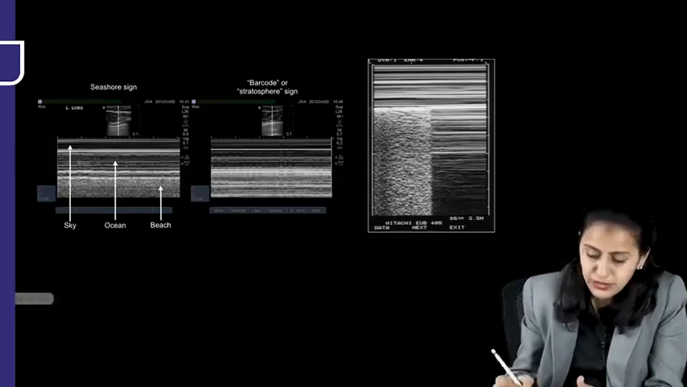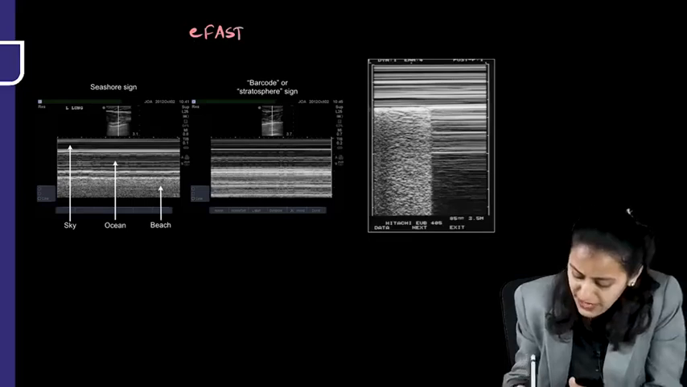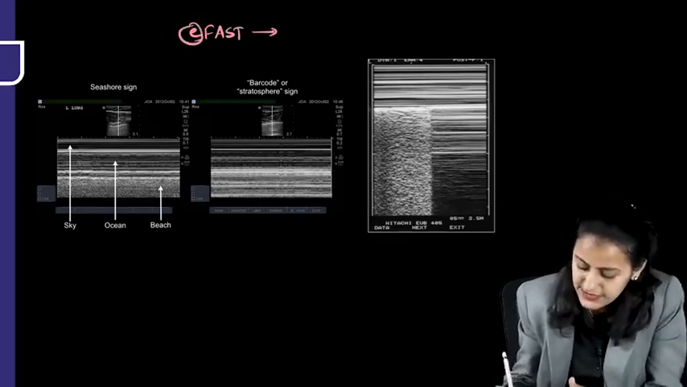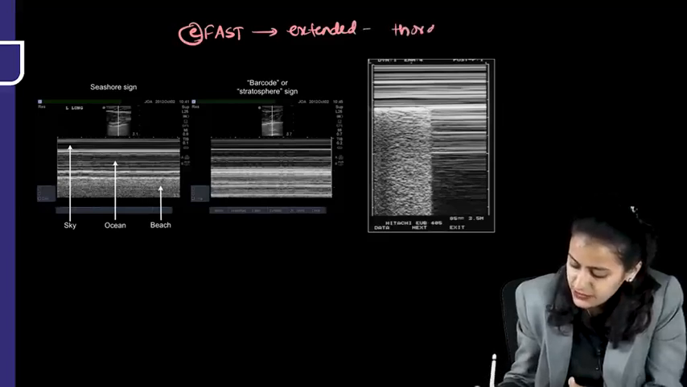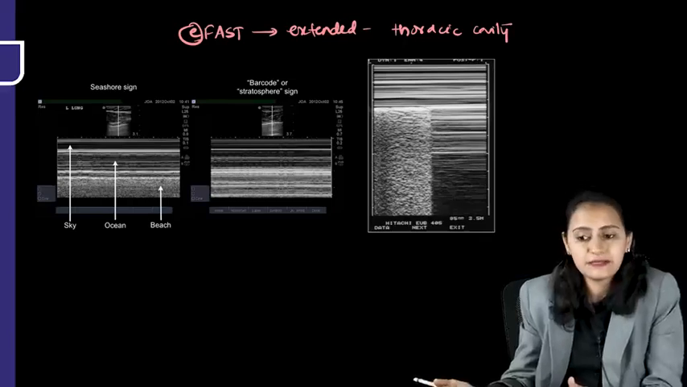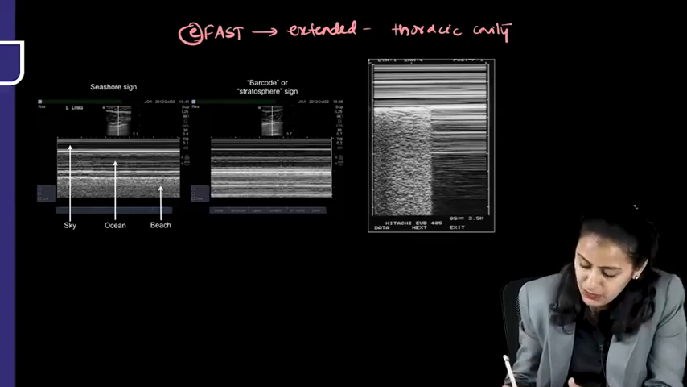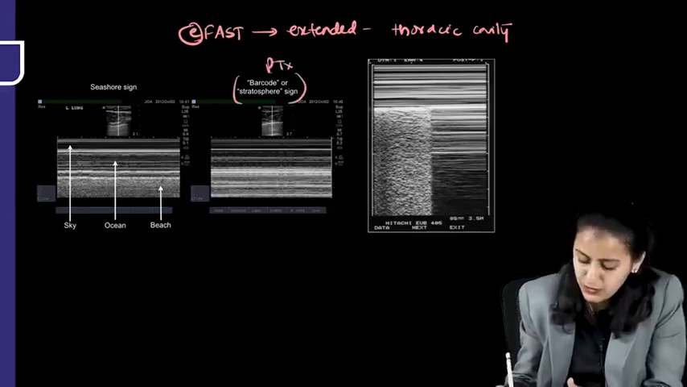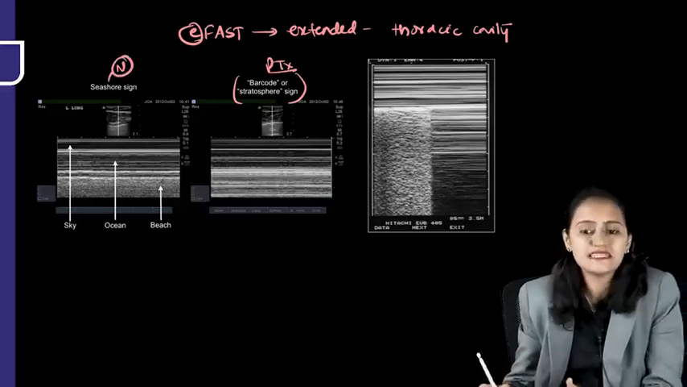Next one, what do you see in pneumothorax in ultrasound? So now we do E-FAST in a patient of trauma. The E is the extended FAST, basically, which is extended to include the thoracic cavity. And in E-FAST, the M mode of ultrasound, pneumothorax shows this barcode or stratosphere sign, while the normal lung shows the seashore sign.